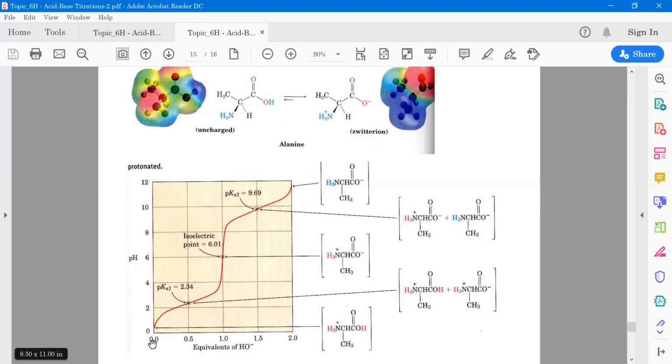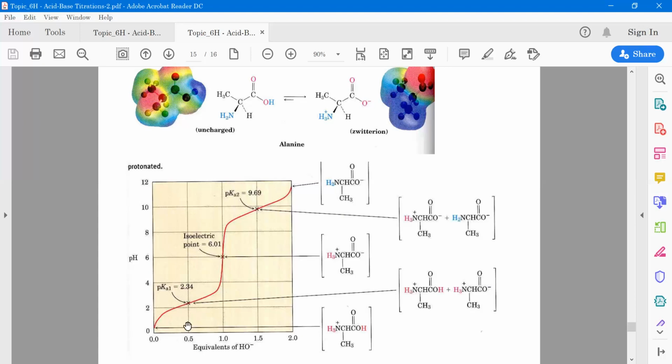Well, at that pH, this is the only species that's present. The carboxylic acid hydrogen is still there, of course. The pH is so low, it hasn't donated anything. But the amino group is now an NH3 plus group. Because the pH is low enough, it has become protonated as NH3 plus. Okay? So now, what happens as we start to add hydroxide?